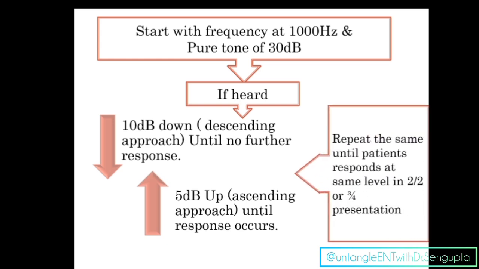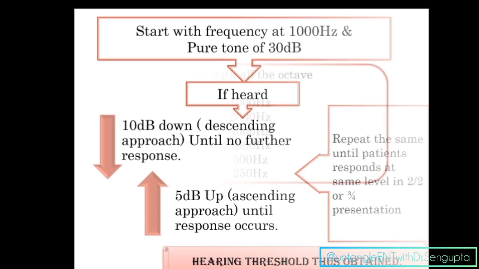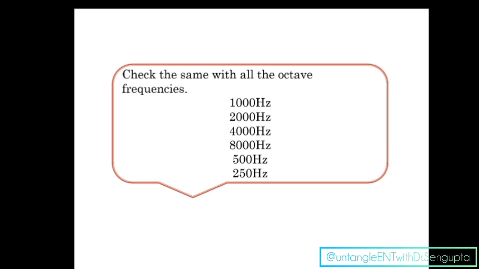By this we get the hearing threshold of the patient, but we have to get the similar response in either 2 out of 2 or at least 3 out of 4 presentations. Then we have to check the same with all the octave frequencies, that is 1000 Hz, 2000, 4000 Hz, 8000, then again 500 and 250 Hz.